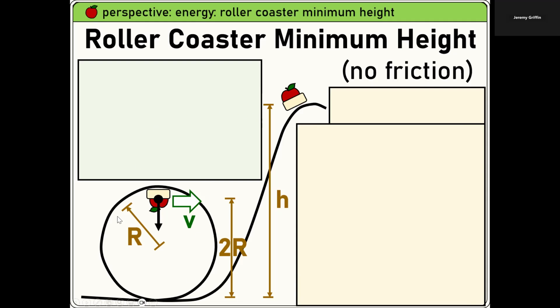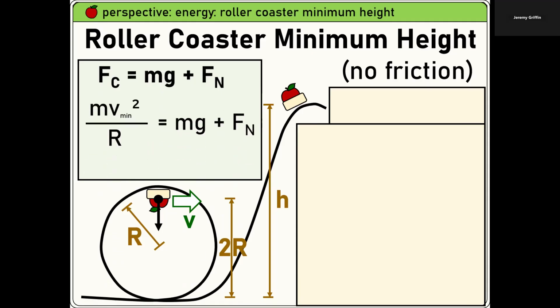So first, I need to address what's the minimum speed to get around. Because what if it peters out right here? What if there's zero speed? Is it ever gonna get around? No, it's just gonna follow the track. Do you guys remember how to solve that? This goes back a few weeks, actually right before the spring break.